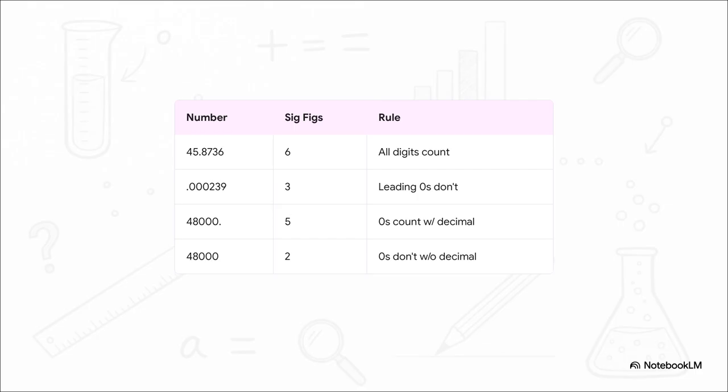Take a number like 48,000 and put a decimal point right at the end of it. Because of that single tiny dot, every single trailing zero counts, giving us a highly precise 5 significant figures. But take that exact same string of numbers, 48,000, without the decimal point, suddenly those trailing zeros don't count at all, and we are left with just 2 significant figures. It's wild, right? Merely adding a decimal point completely transforms the precision of the message you're sending.